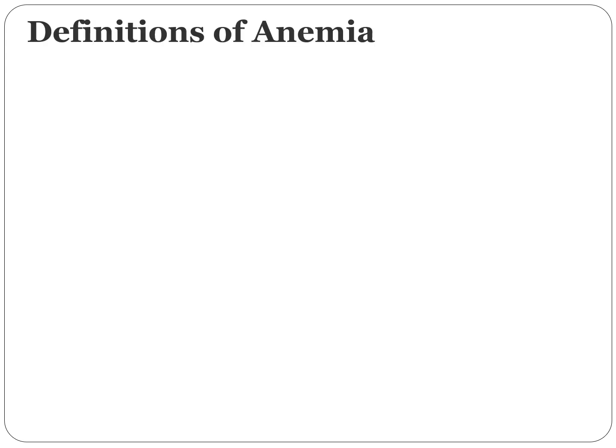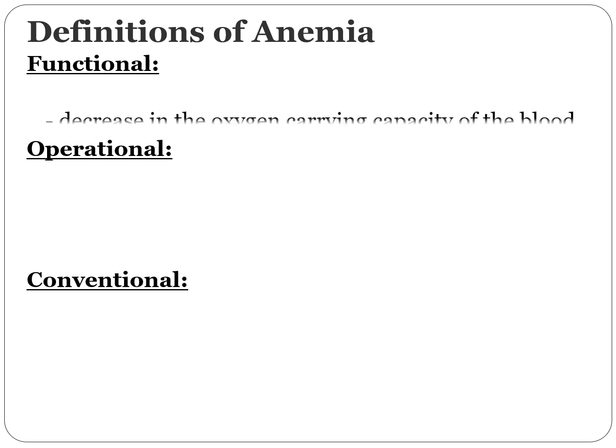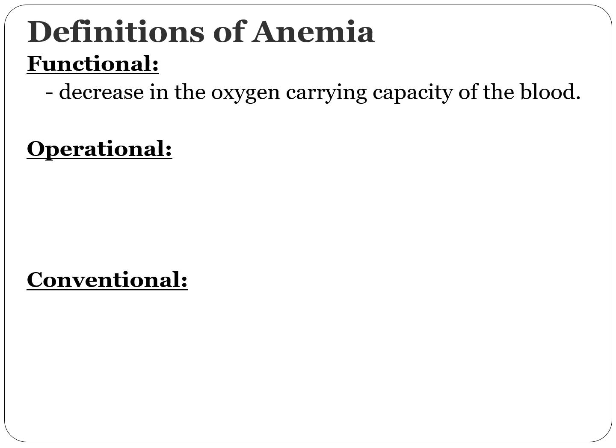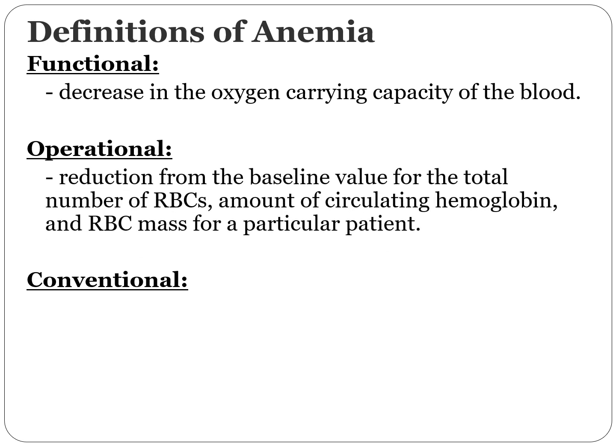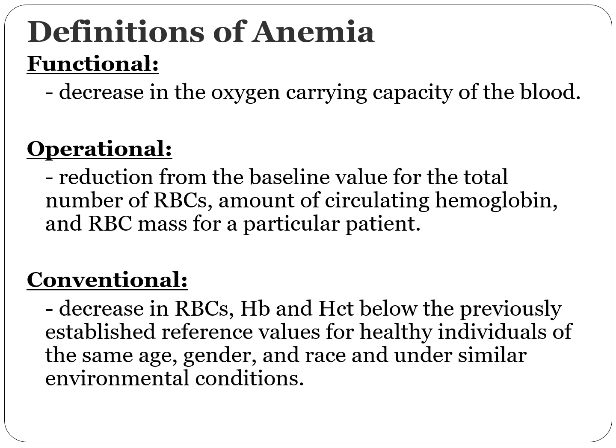We have three definitions of anemia. First, we have the functional, operational, and the conventional. For the functional definition, this is the decrease in the oxygen carrying capacity of the blood. Operational would be a reduction from the baseline value for the total number of red blood cells, amount of circulating hemoglobin, and RBC mass for a particular patient. And conventional would be a decrease in the RBC, hemoglobin, hematocrit below the established reference value.